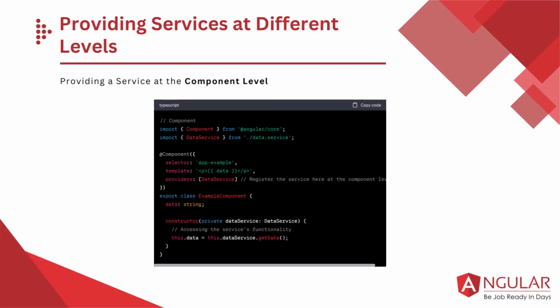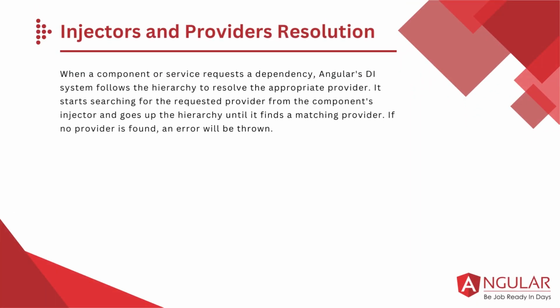3.2. Providing a service at the component level. Alternatively, you can provide a service at the component level by adding it to the providers array of the component's metadata. When you provide a service at the component level, it will be scoped to that component and its child components.